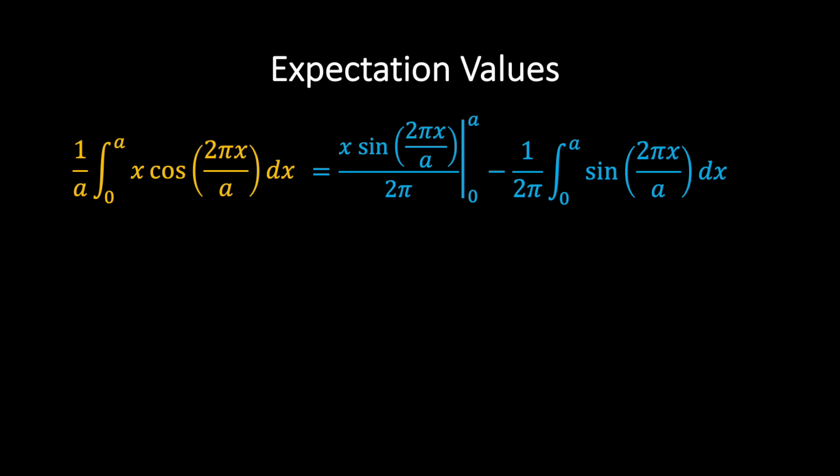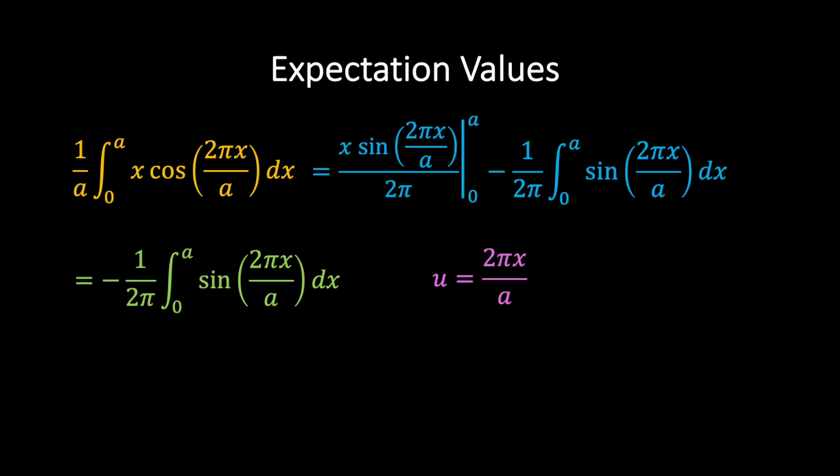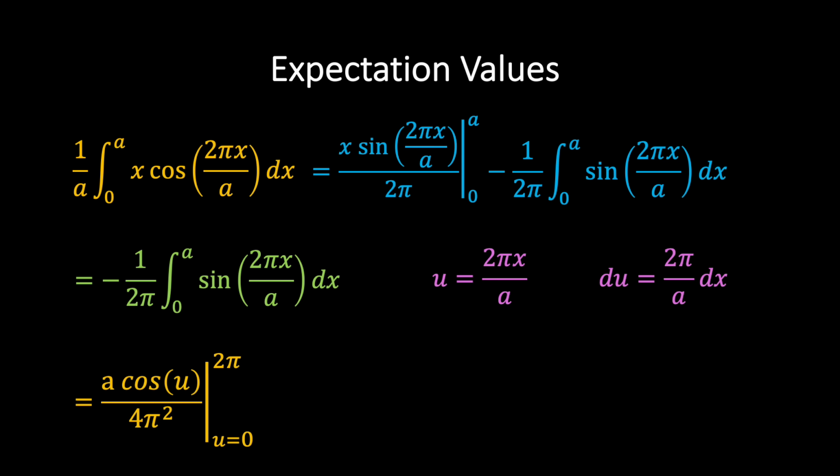If we then plug these results back into our integral, we find the following blue expression. Now we immediately see that the first term in this expression vanishes, and we're left with just the second term. We can integrate this expression by changing variables and letting u equal 2 pi x over a, in which case du equals 2 pi over a dx. If we then perform the integration, we find the following result, which evaluates to 0.